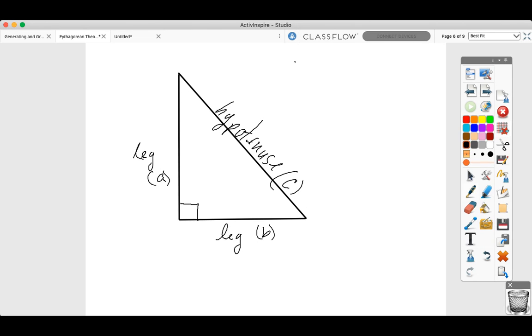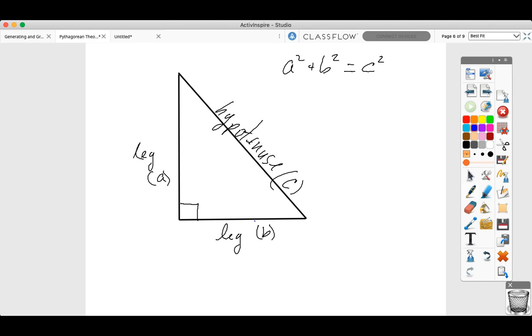And so the Pythagorean theorem, please remember, is A squared plus B squared equals C squared. Okay, so we square the legs and then add them together, and then it equals the square of the hypotenuse. Okay, so let's go with numbers. Let's do a couple of examples, and that should be just about it.